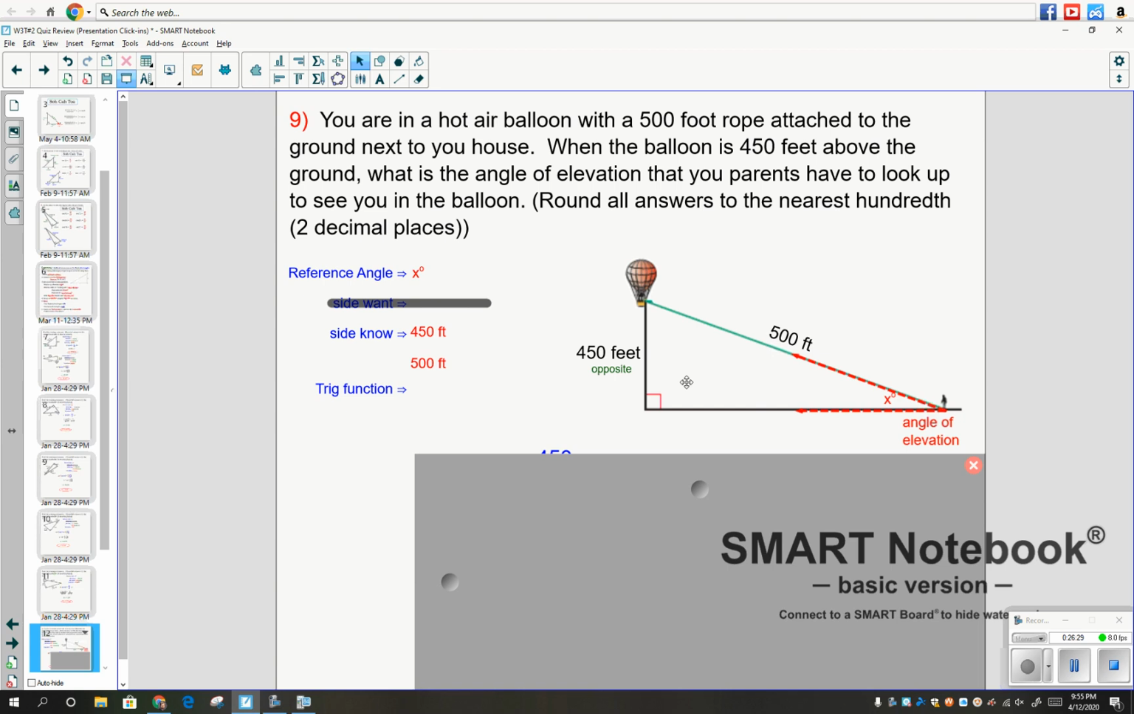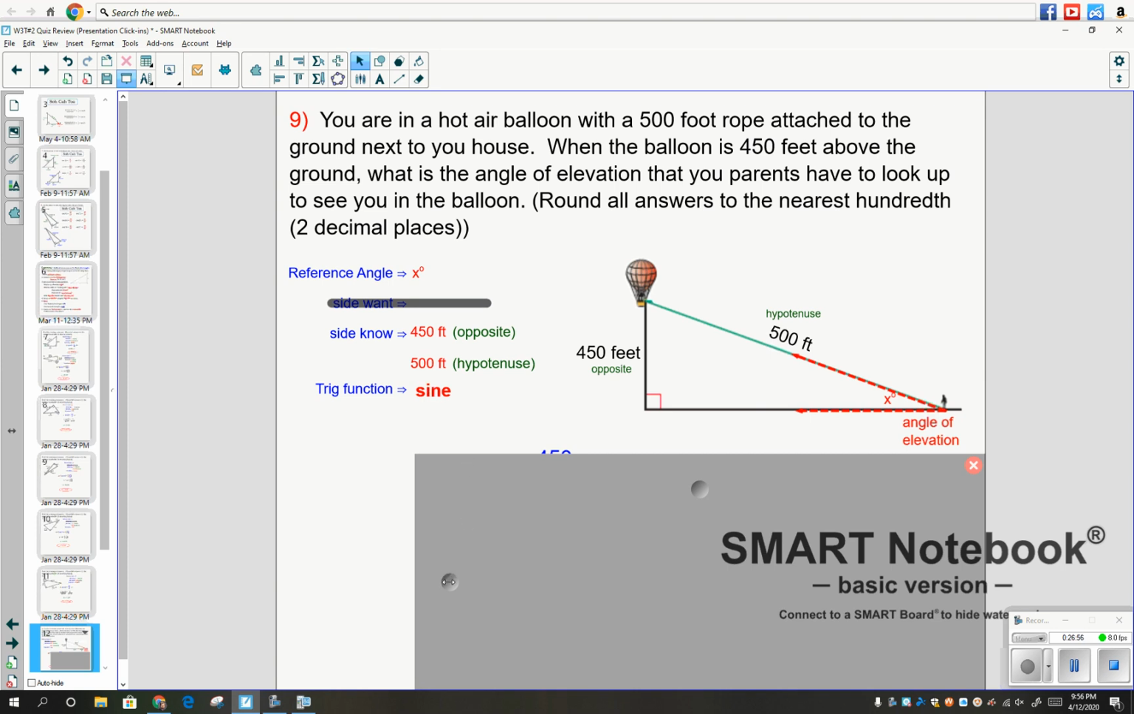450 is the leg that is opposite of x. Well, 500 is opposite of the right angle, so it's the hypotenuse. Because notice the height is straight above the ground. This distance down here is what we usually refer to as the ground distance. Don't need anything here. So we've got opposite and hypotenuse. Which trig function uses that? Sine does.